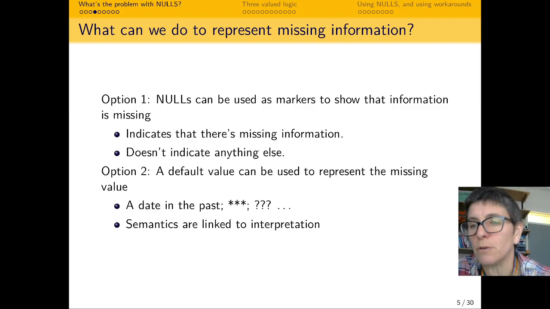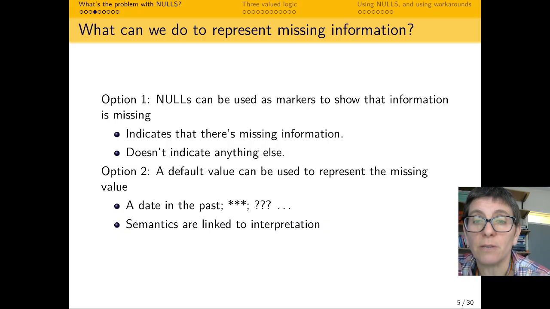So we've got this problem. We need to represent this somehow. There are two ways we can represent missing information. Firstly, we could use a null, which is a database marker that says this is not there. All it means is not there, really, and all it shows is that there is missing information here. So it doesn't indicate anything else. It doesn't indicate whether it's the type of information that does exist, or the type of information that couldn't exist.